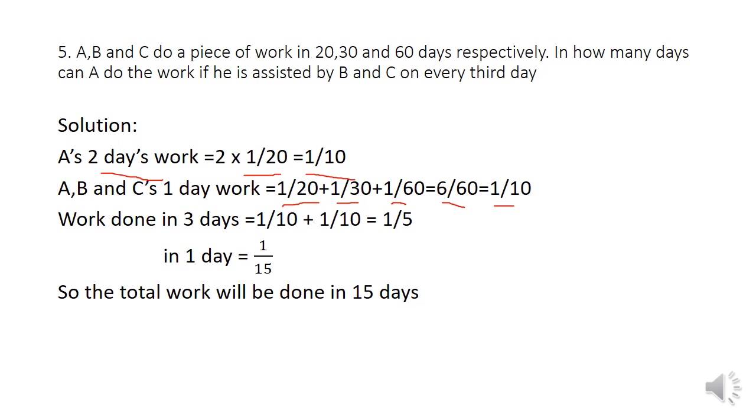So A's 2 days work is 1 by 10, and the third day he is assisted with B and C. The work done on third day is 1 by 10. So totally the work done in 3 days is 1 by 10 plus 1 by 10, that is equals to 1 by 5. So work done in 3 days is 1 by 5. The work done in 1 day will be 1 by 5 by 3, that is equals to 1 by 15. 1 by 15 is work done in 1 day. So the total work will be done in 15 days.